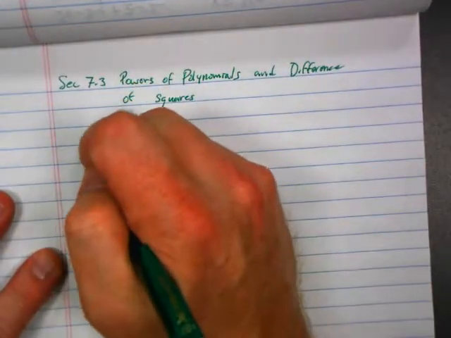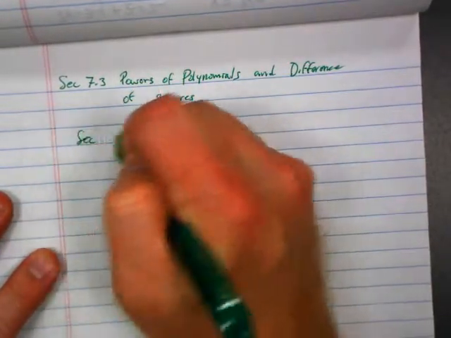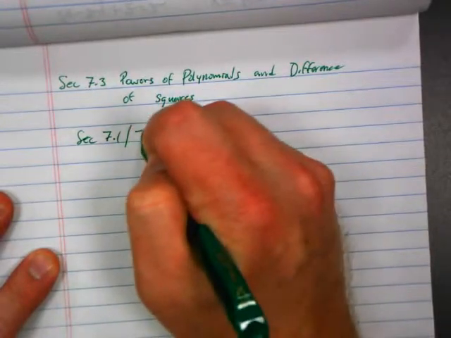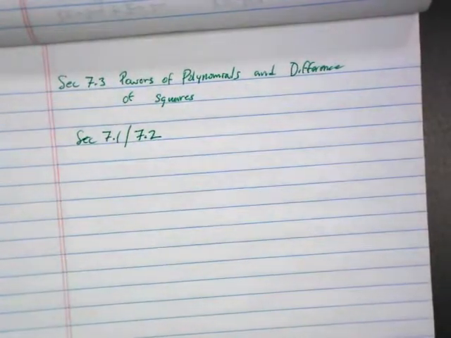Section 7.3, we're going to talk about powers of polynomials and something called difference of squares, whatever that is. Before we do that, I do want to do a little bit of review of section 7.1 and 7.2. In section 7.1, you learned what a polynomial is.